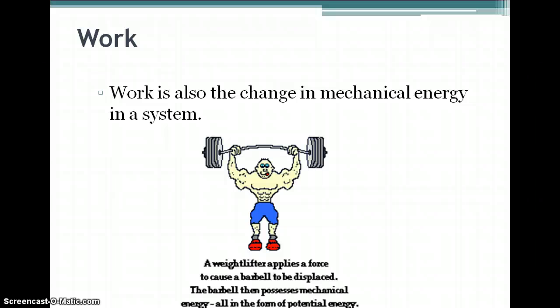So if the barbell's on the ground, it has no energy. Once he picks it up, he's applying a force, moving at a distance. So he has done work, force times distance, and now the barbell does have energy. The kind of energy that it has is gravitational potential energy, since he's changed the height of the barbell. So you know he's added energy to it, because if he let go, it's going to drop and speed up, gaining kinetic energy until it hits the ground. Okay, so another way to look at work then is the change in energy in a system.